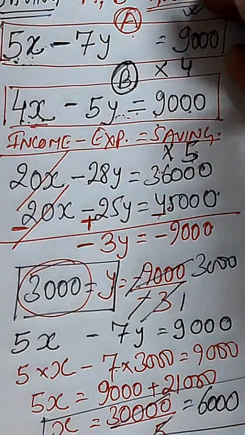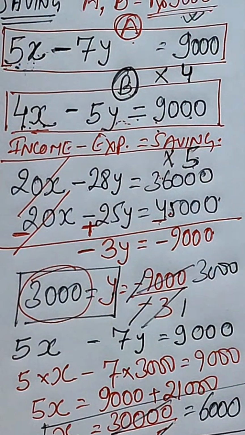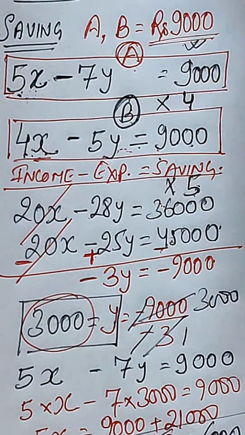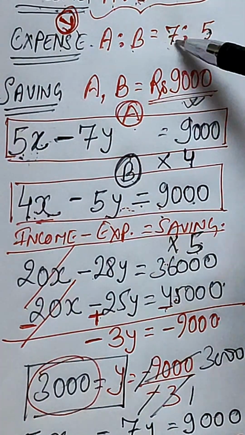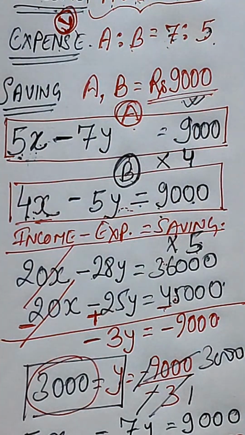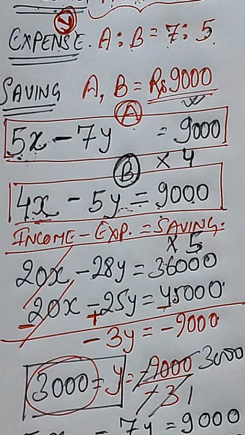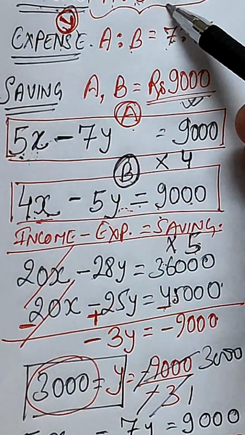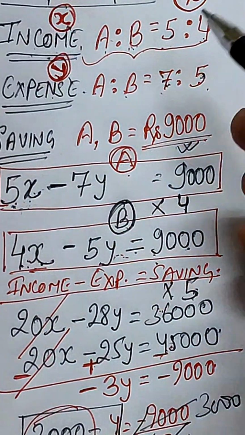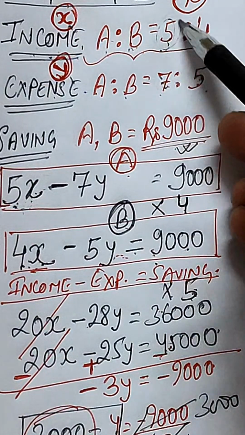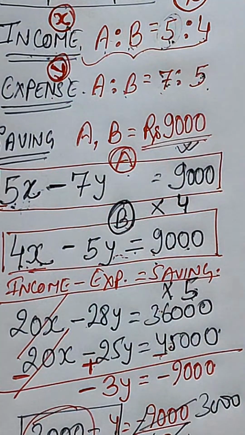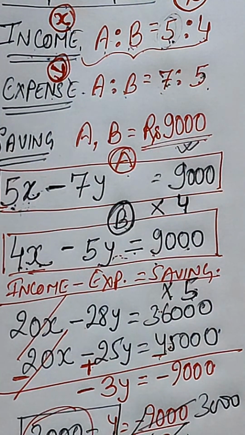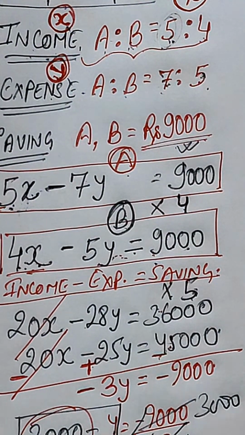Now we can easily calculate the income of A and B. You can see the income of A and B is in the ratio 7:5. So the income of A will be 7x. So 7x means, sorry, not 7x, it's expenses. It will be 5. Okay, let me show. This one, the 5. So 5 times x, that means 5 times 6, that is 5 into 6, 30,000. 30,000 is the income of A.